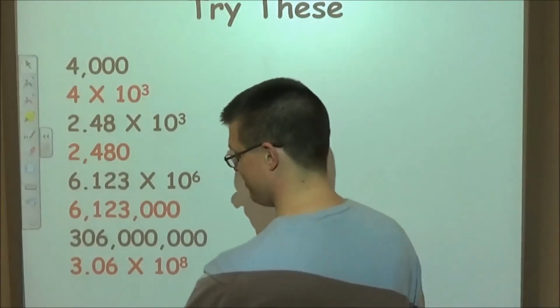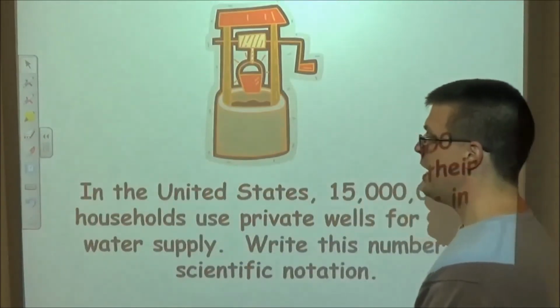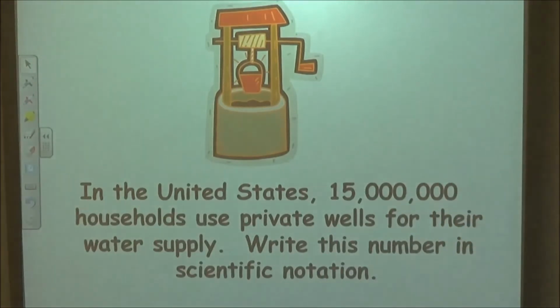In the United States, 15 million households use private wells for their water supply. Write this number in scientific notation. It's already in standard notation. You're going to write it in scientific notation. I want you to pause the video and do that for me very quickly.